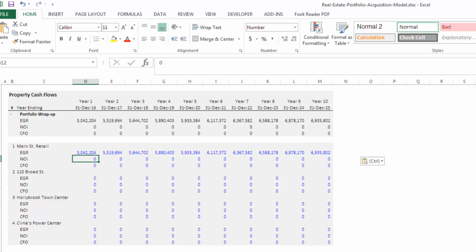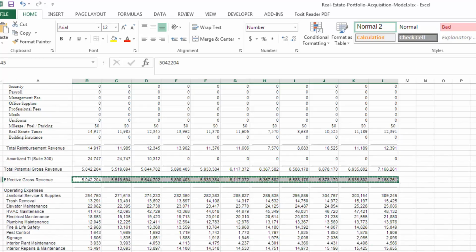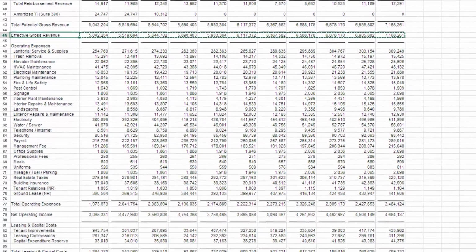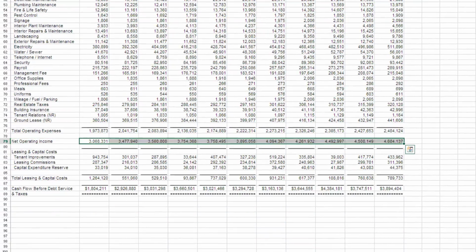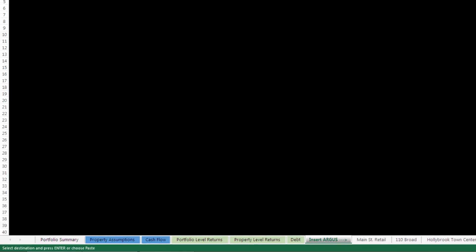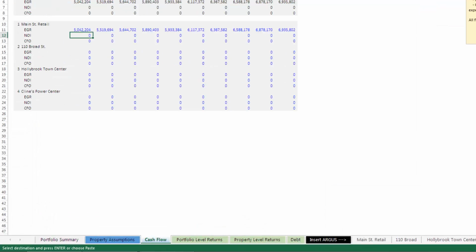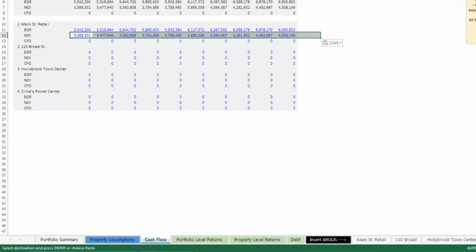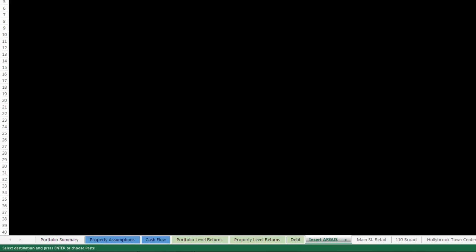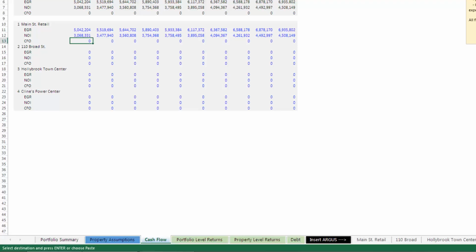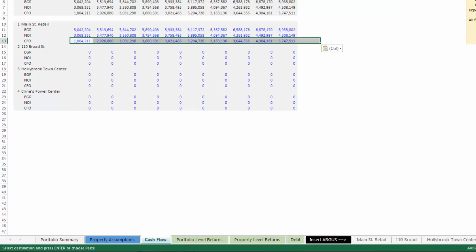So let's go back here to Main Street Retail. We've dropped in our effective gross revenue. Now we're going to drop in our net operating income. Copy that. We move back to our cash flow tab, Alt-H-V-V. We drop those in. And finally, we're going to hit our cash flow before financing, which is this line right here, right? Copy that. And Alt-H-V-V. So now we've dropped this first property in.